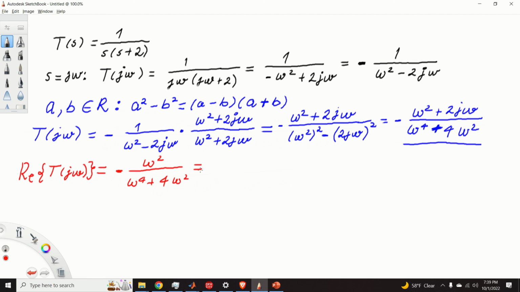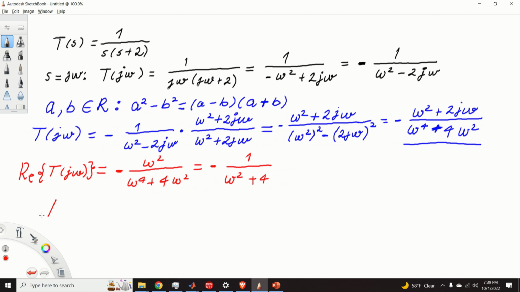We can simplify this expression by dividing the numerator and the denominator by omega squared, and we obtain minus 1 over omega to the power 2 plus 4. And this is our real part.